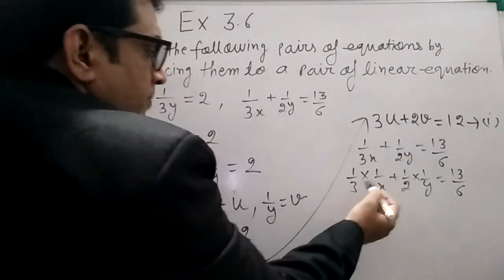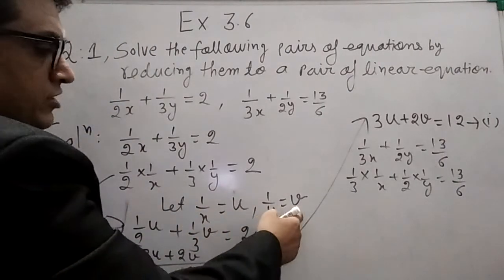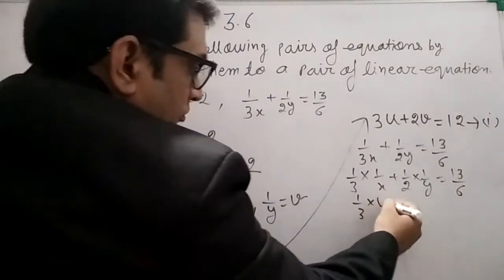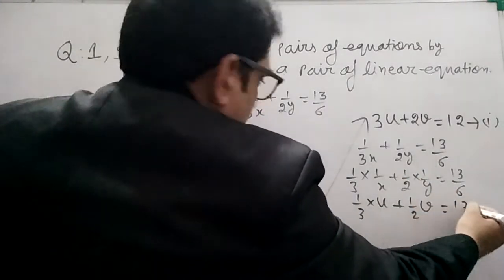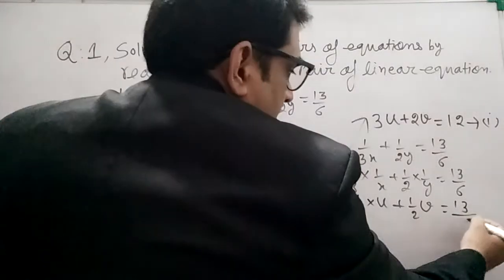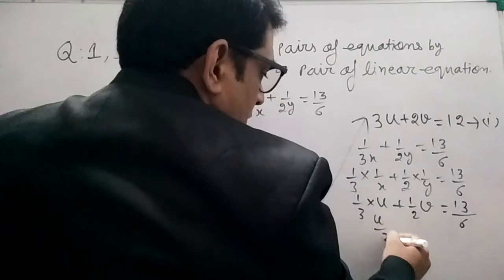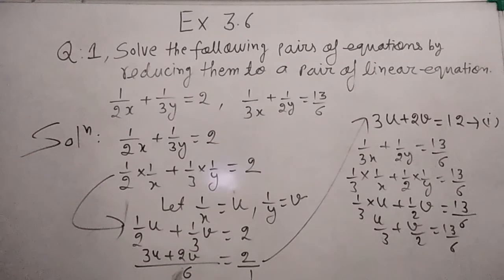Now we will consider 1 by x equal to u, and 1 by y equal to v. 1/3 into 1 by x, we will put u, plus 1/2, 1 by y is v, equal to 13 upon 6. Now dear student, we will solve. This will be u upon 3 plus v upon 2, that is equal to 13 upon 6. Dear student, any doubt? I think there will be no doubt. It is very simple. Now dear student, I am going to erase this.